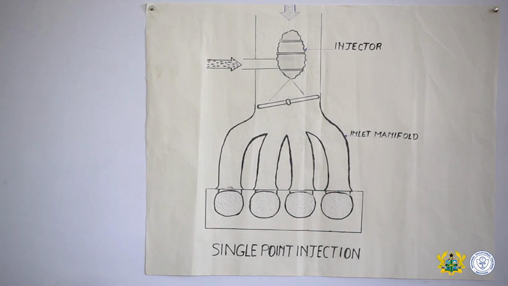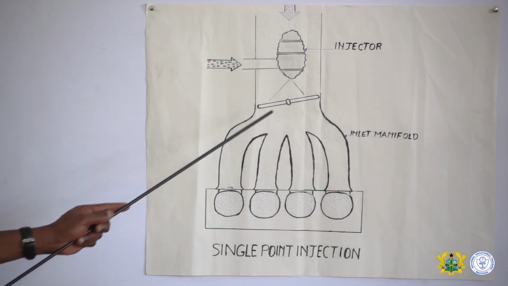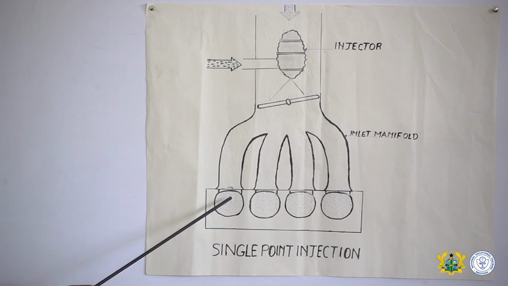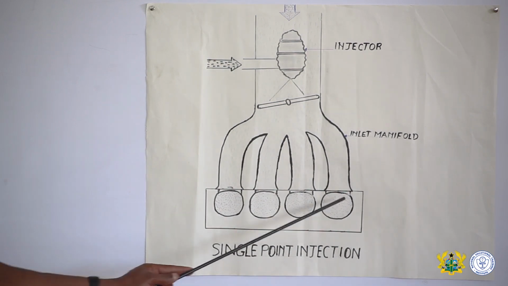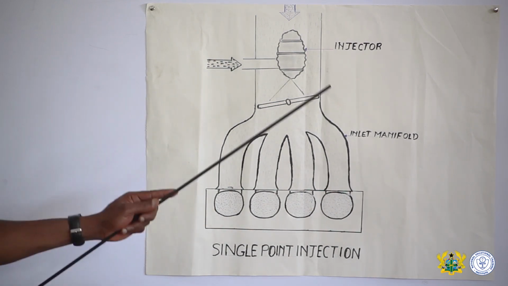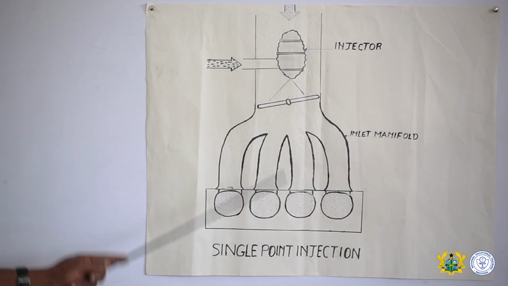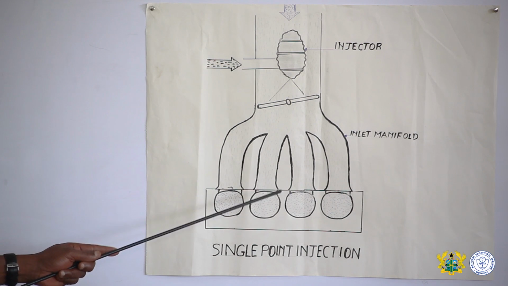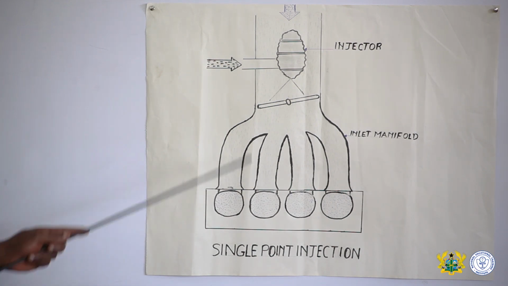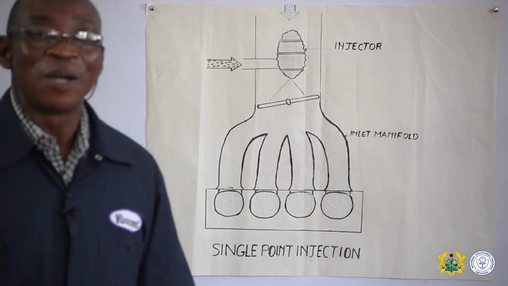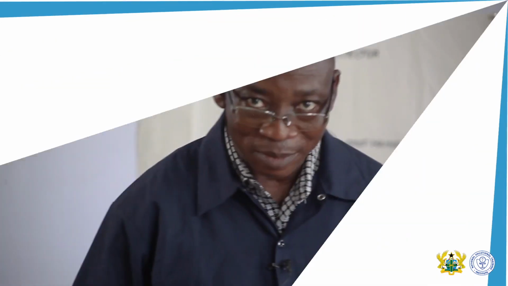So the problem with this particular arrangement is that cylinders that are far away at the extreme end, assume this is number 1, 2, 3, and 4. It means number 1 and 4 are at the extreme end. They will at a certain point in time receive lean mixture. So that affects the engine efficiency and operation. That makes the single point injection system not very accurate. Therefore, they have introduced the multi-point injection system.